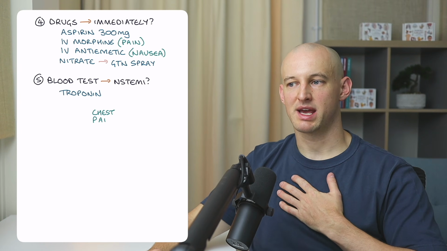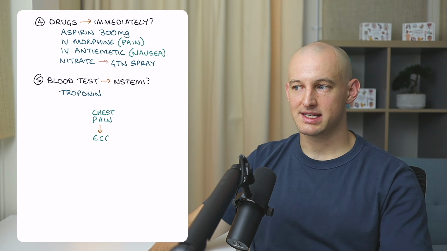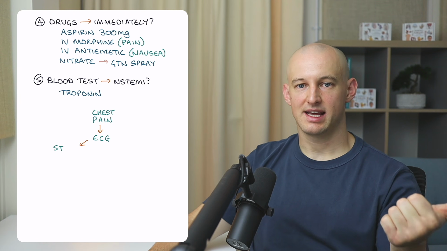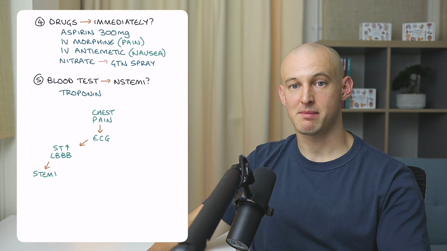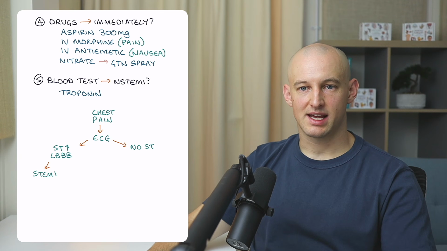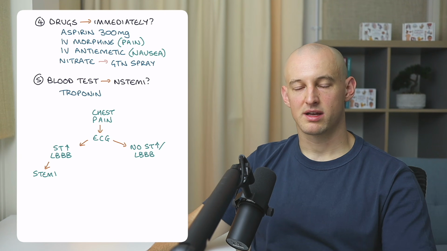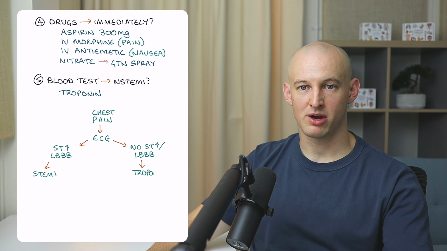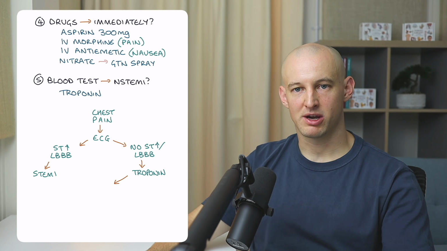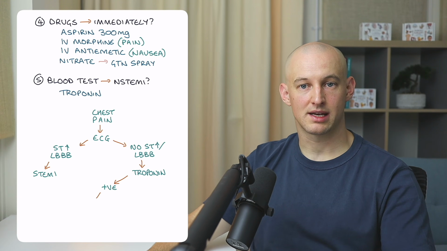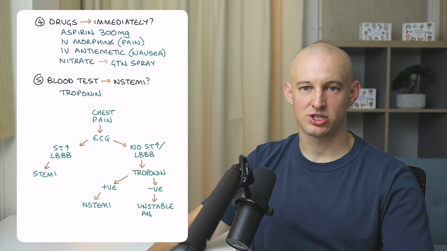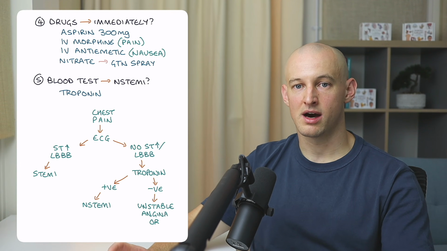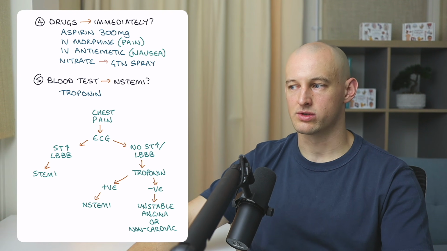So just to go through, what investigations would you do to make a diagnosis in a patient presenting with chest pain? First thing you do is an ECG. If they have ST elevation or new left bundle branch block, you can diagnose a STEMI. If there's no ST elevation or left bundle branch block, next thing you do is perform a troponin blood test. If the troponin is positive, you can diagnose an NSTEMI. If the troponin is negative, then it's likely unstable angina or a non-cardiac cause of chest pain.